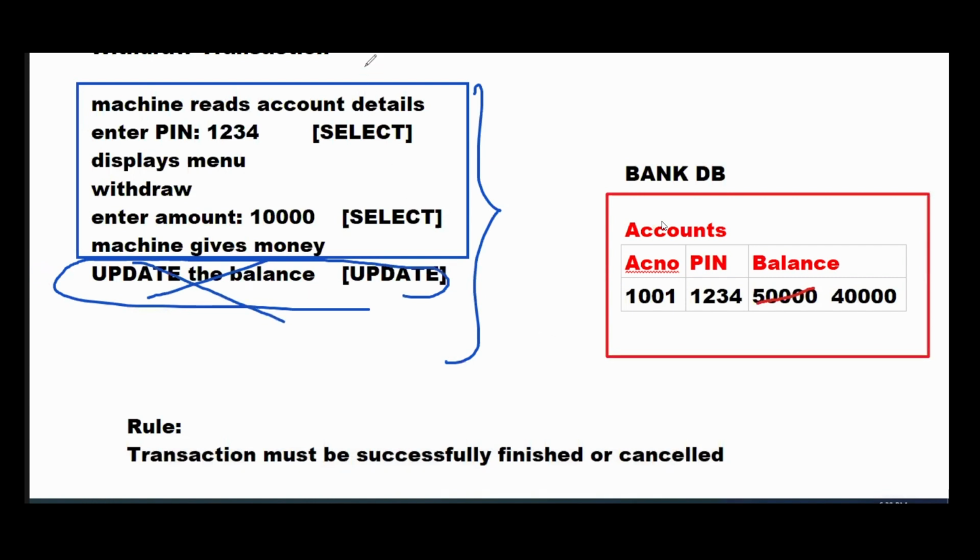Last action not performed means in your account 50,000 balance is there. You are withdrawing 10,000. So the machine has given money. You collected the money, but they didn't update the balance. Is it a problem or not? This is a problem. The bank loses 10,000 now. So why is this problem occurring? Because the transaction stopped in the middle.